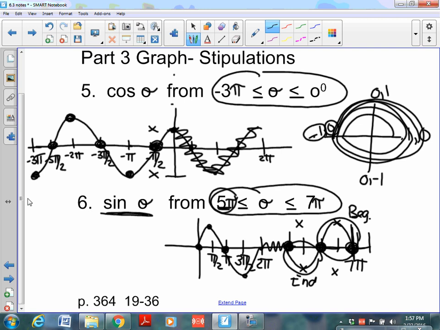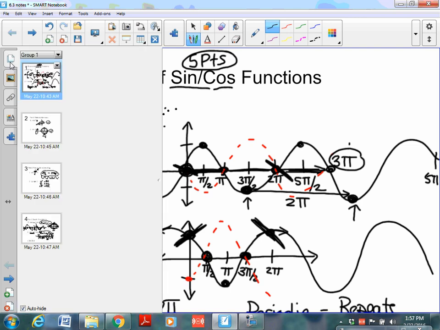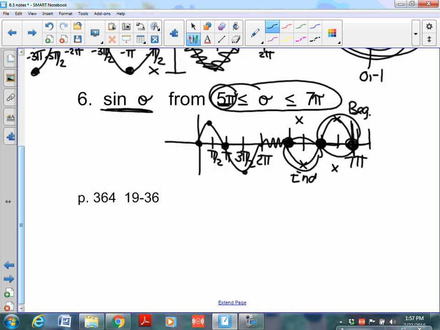What you're supposed to be doing is looking at the pattern. Do you notice at 3 pi that it goes down first? So if you get to 5 pi, it would also go down first. Got that? Okay, so what's the assignment? There isn't much to it. 19 through 36, all. And you have half an hour. You should easily finish this.